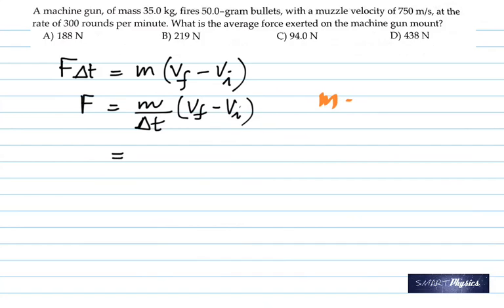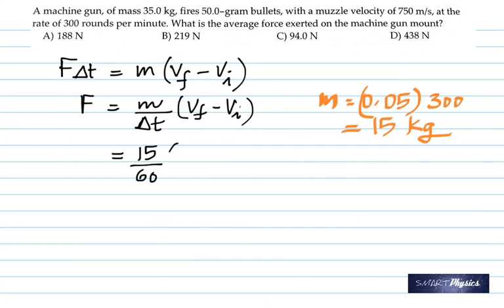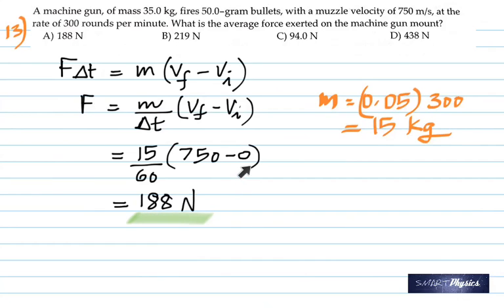Let's find the mass now. Mass is, and actually here the mass of the machine gun doesn't matter at all. That's just extra information. So when you multiply it, you get 15 kilograms, but that has to be divided by 60 because it's per minute. You need to change it into seconds. And initially the bullets are not moving. That's why the initial velocity is 0 there. And then when they come out, it's 750. So 188 newtons have to be applied on the machine gun.